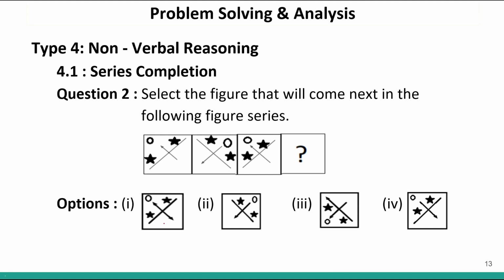Okay. Now, question number 2. Again, a question on series completion. We have to find out which figure will come over here. This is 1, 2 and 3. And we have to find the missing figure. Over here, let us look at the arrow. The arrow is facing outwards. Then it is facing here. Then outwards again. If I draw it like this, it is facing like this, then this, then this. So naturally, the arrow will face like this again.